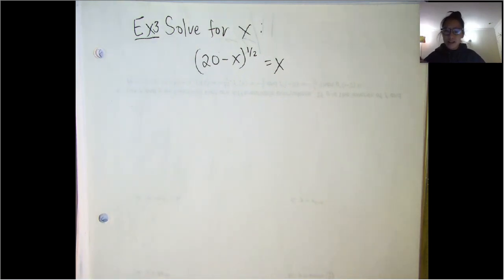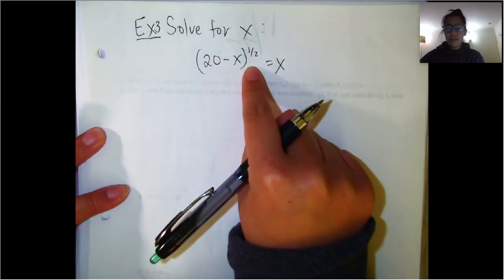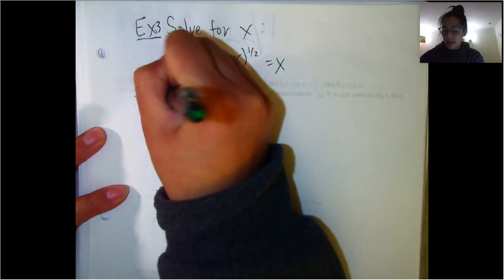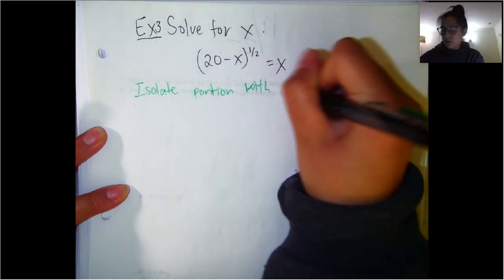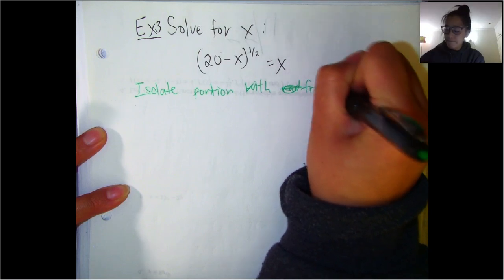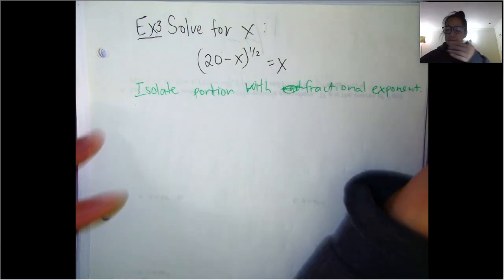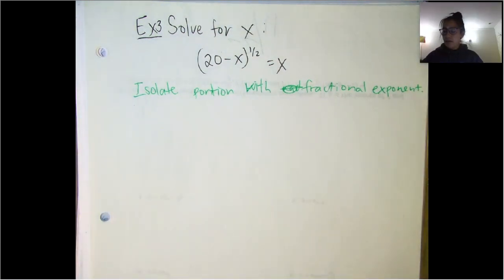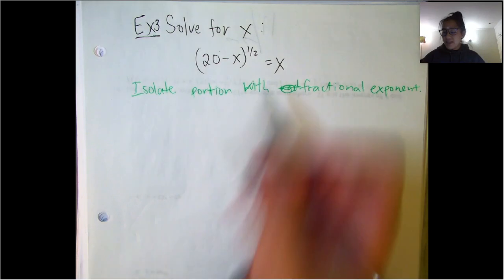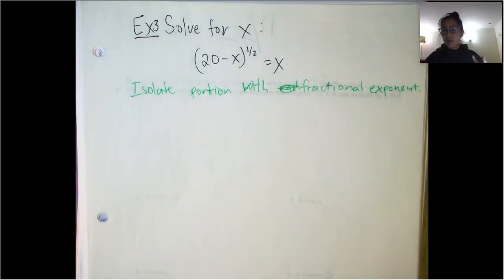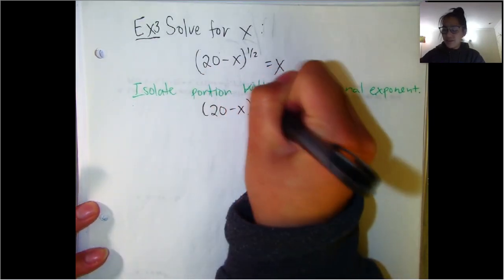And so your first step, as before, was isolating the radical. But in this case, you can isolate the part with the fractional exponent. So isolate the portion with these fractional exponents. Oh, wait, it's already done. So this portion, meaning the parentheses and then the fractional exponent, is already isolated because it's on one side of the equation by itself. So we already did that. So we can just rewrite this here, 20 minus x all to the 1/2 equals x.